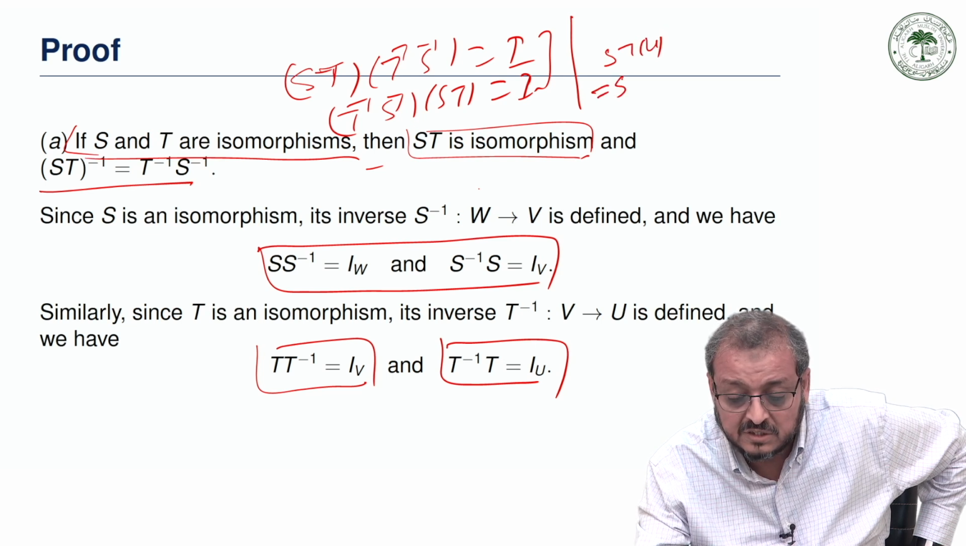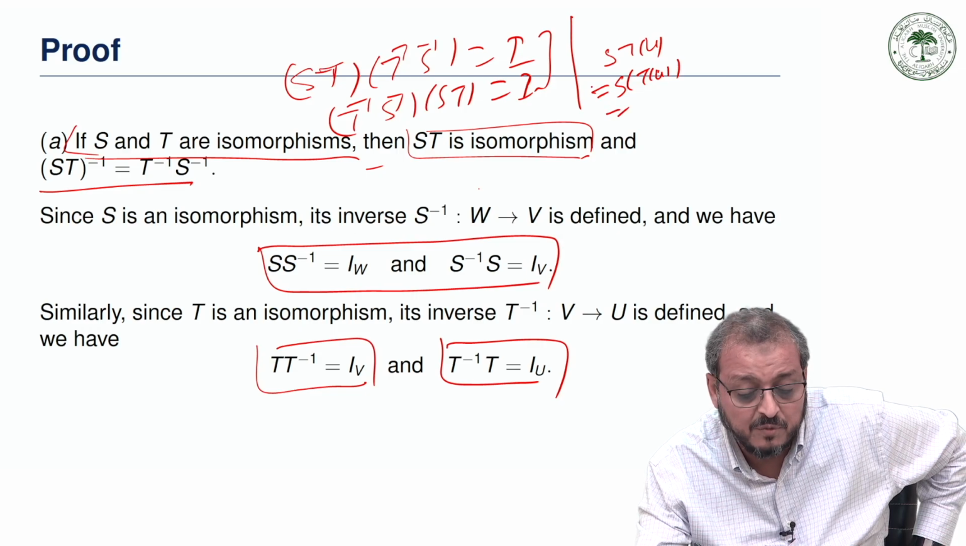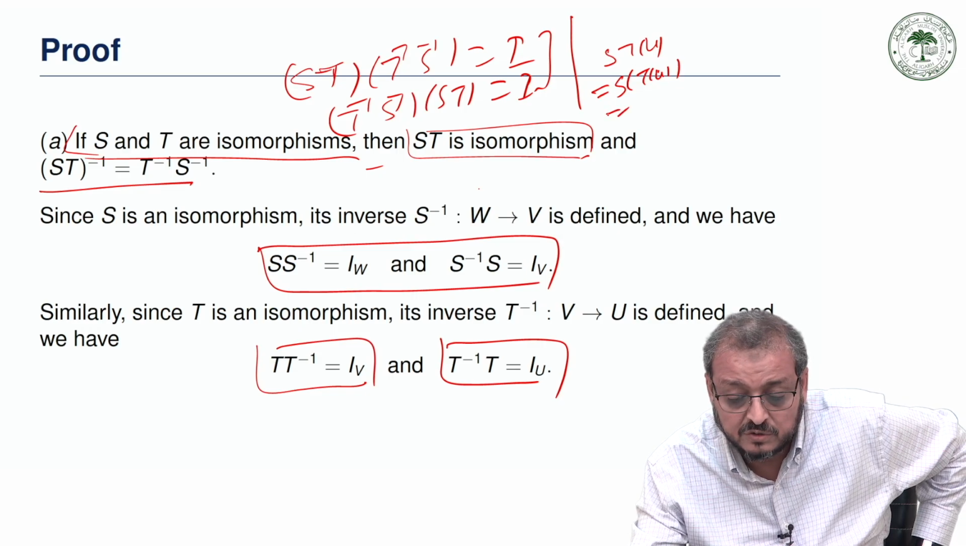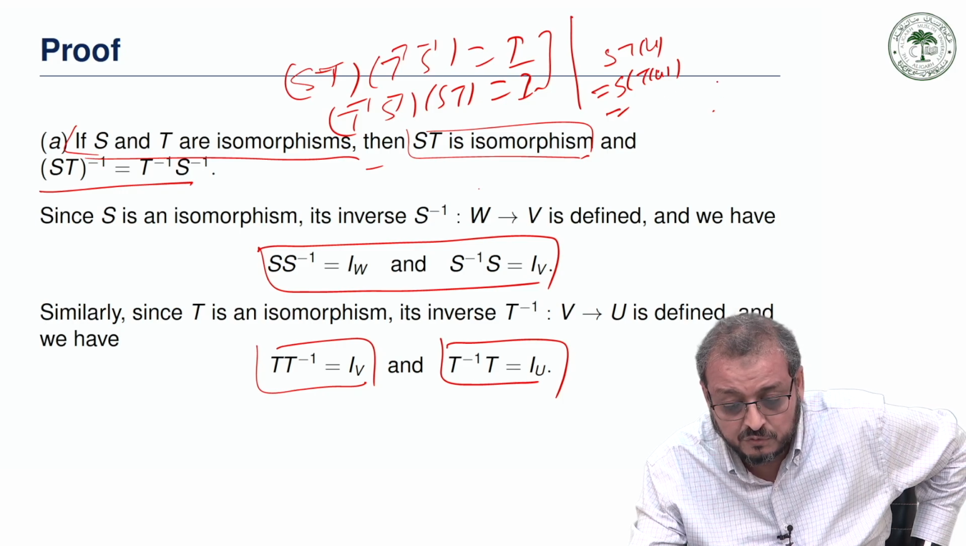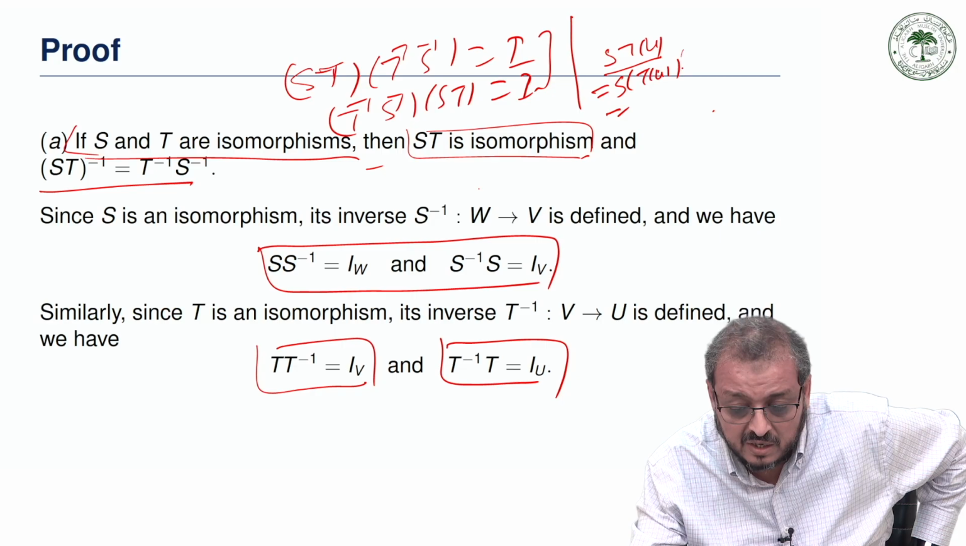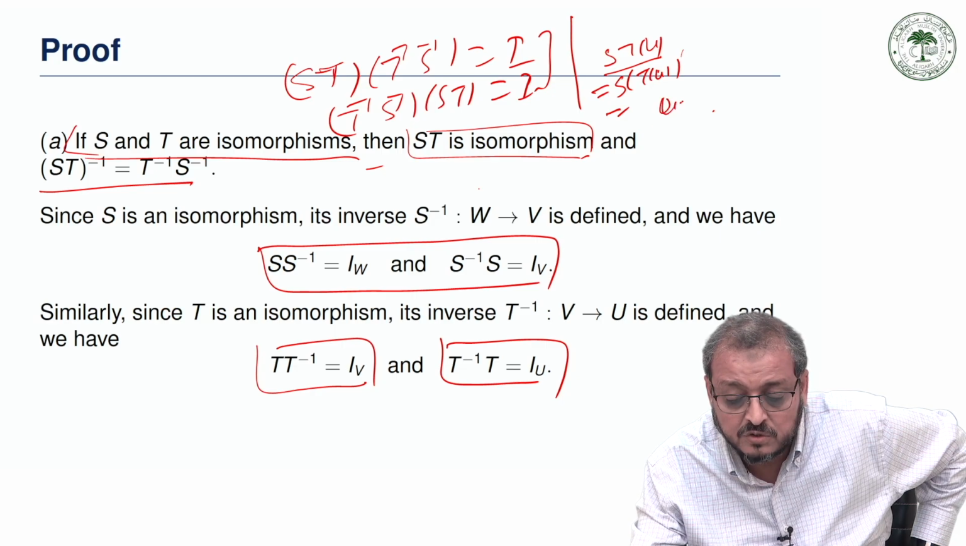This can be S times T of U, and T of U is equal to 0. Why? Because T is one-one. So T is one-one means U is an element of the kernel of T, which means S of 0 is equal to 0. So we can say that S of T is the zero map, the identity of V, and also the zero map sends T of U to 0.